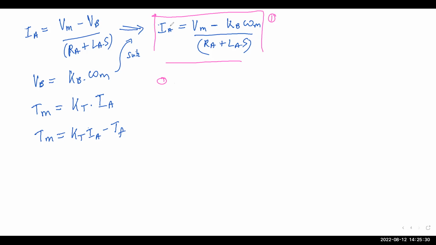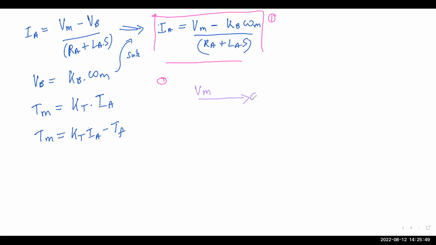But how can we get this output? So we'll consider one point. We'll get Vm. So we got Vm over here. Vm has to be subtracted by this value, right? Vm has to be subtracted by this value.